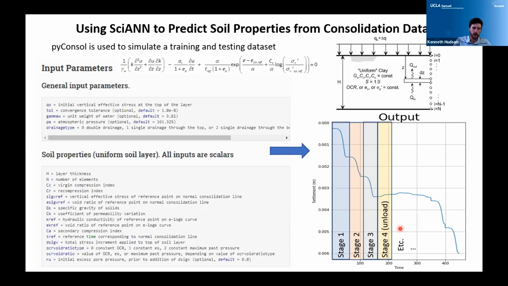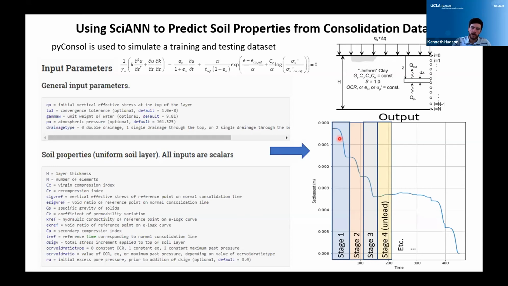As time goes and different loads are being placed on the soil, we're getting these jumps in settlement. We want to know from this what are the soil properties? What are the compression indices? What is the coefficient of permeability of the soil? We want to be able to get all those out. And so this is where SciANN can come in.